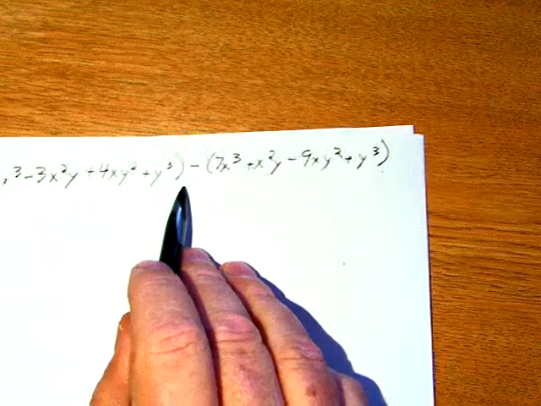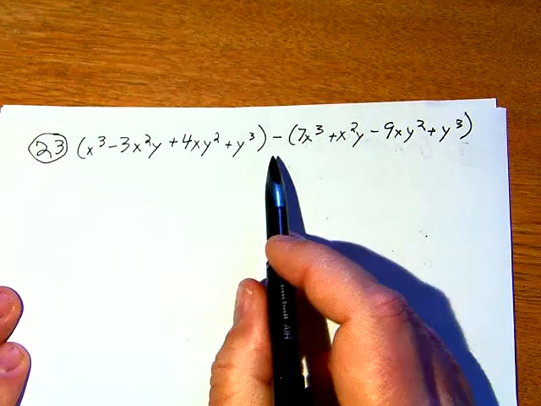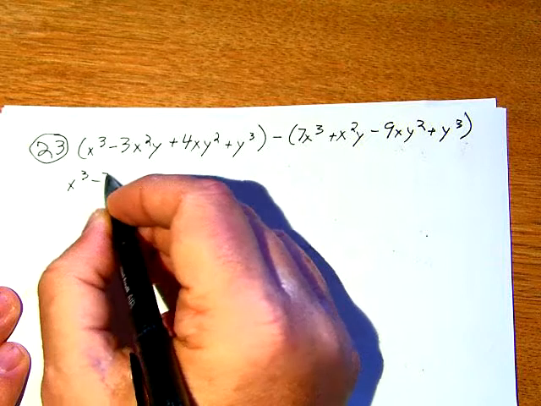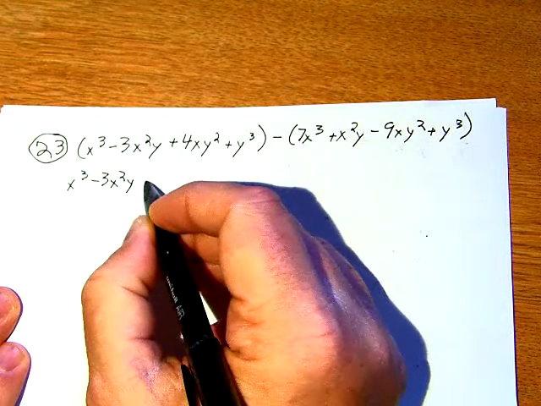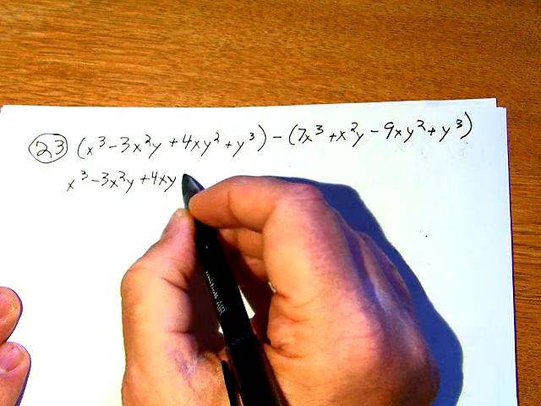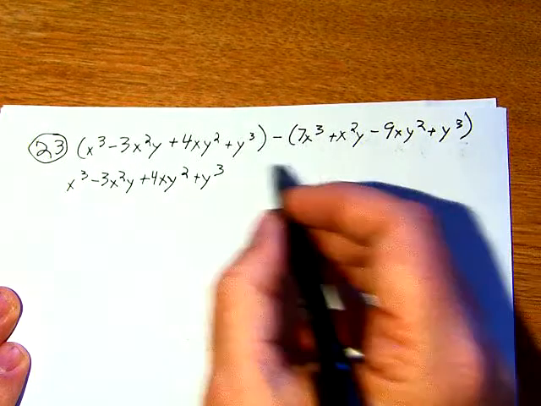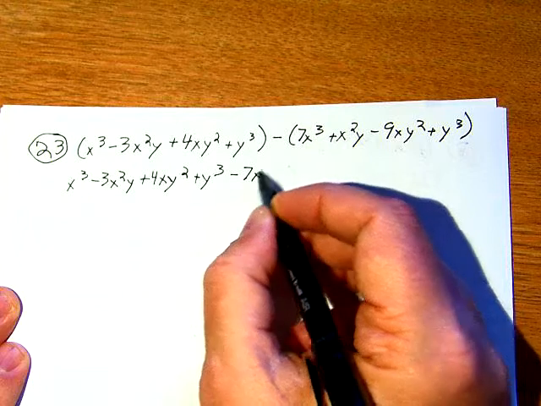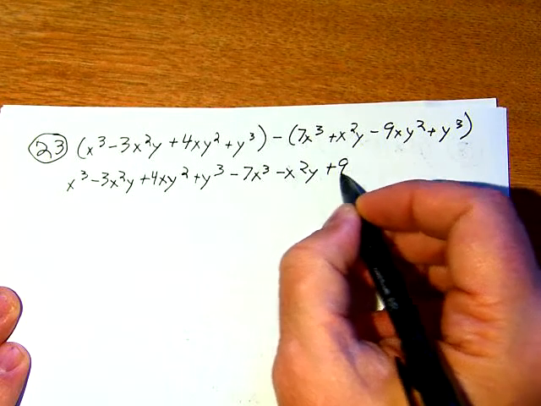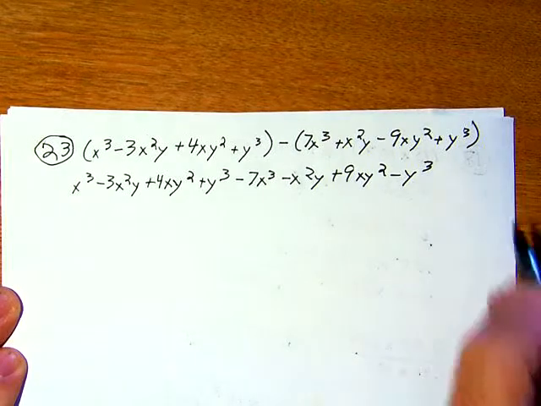Alright, so I notice that I have a minus here. So the first thing I'm going to do with this minus is change all the signs. So let's rewrite the equation without the parentheses. The left polynomial doesn't change. But now I'm going to change all the signs of the next one. Minus 7x cubed minus x squared y plus 9xy squared minus y to the third.